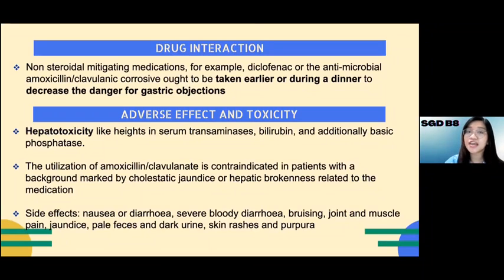And the next one is adverse effect and toxicity. The administration of amoxicillin or clavulanic acid has inconsistently been associated with hepatotoxicity, like elevations in serum transaminases, bilirubin, and alkaline phosphatase. The histologic findings on liver biopsy have comprised predominantly cholestatic or potentially hepatocellular changes. Such effects may happen during or a little while after treatment.